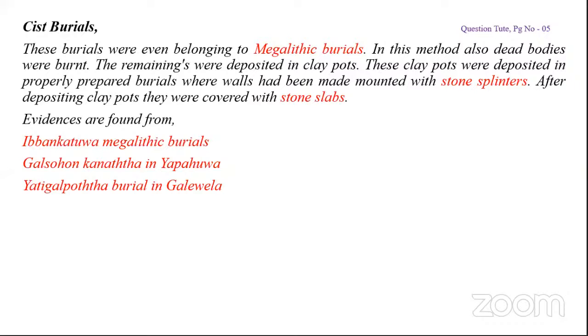How were these burials prepared? Walls had been made, mounted with stone splinters. And after depositing clay pots, they were covered with stone slabs. Evidence is found from three places: Ibbankatuwa megalithic burial, Gal Sohon Kanatta in Yapahuwa, and Yatigalpotta burial in Galewela. So they were the cyst burials.